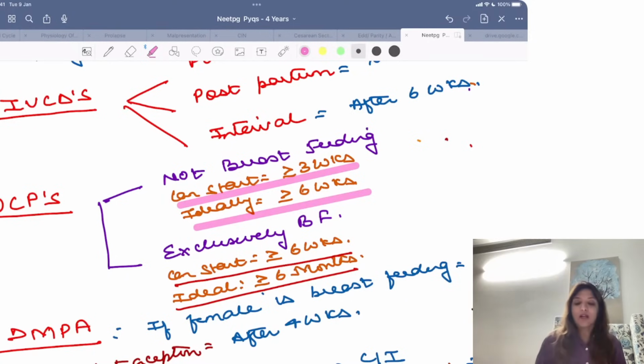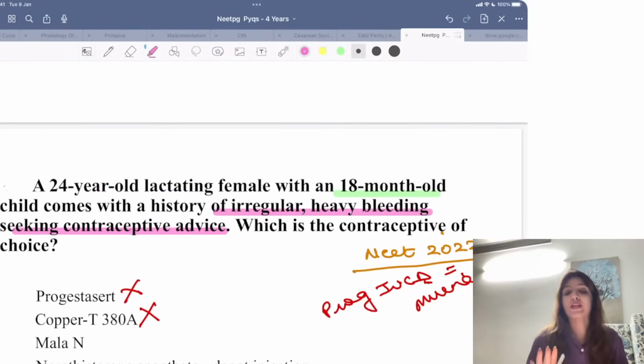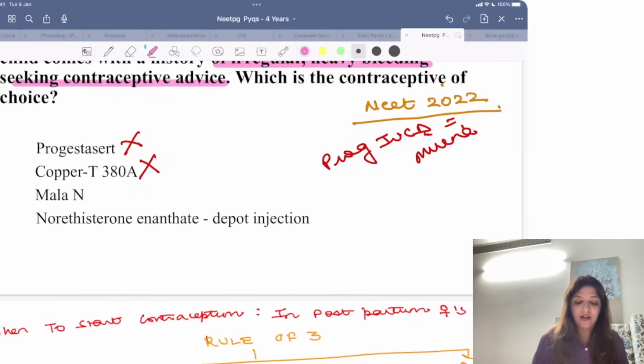Right? So now this patient has an 18-month, that is 1.5-year-old child, and she is breastfeeding. So can I start OCPs? Yes, I can start OCPs. Can I give her norethisterone enanthate depot injection? Norethisterone enanthate depot injection is a progesterone injection. Yes, I can give her progesterone injections.